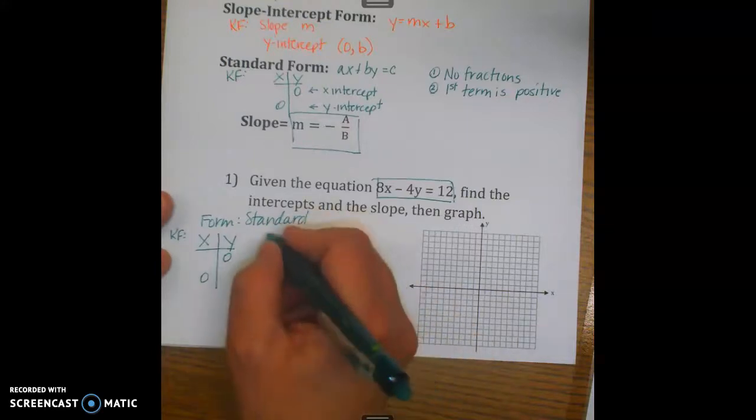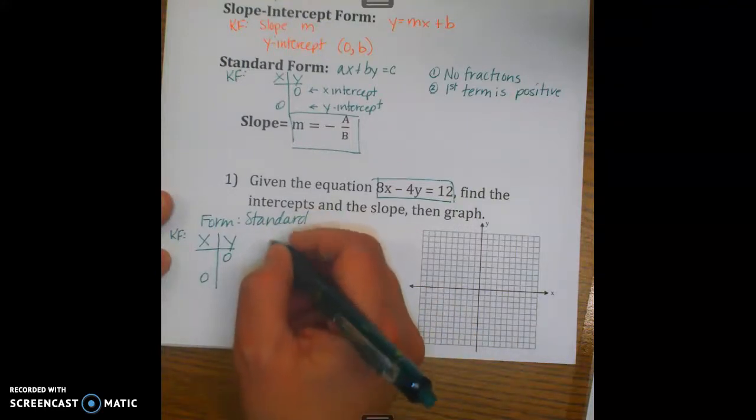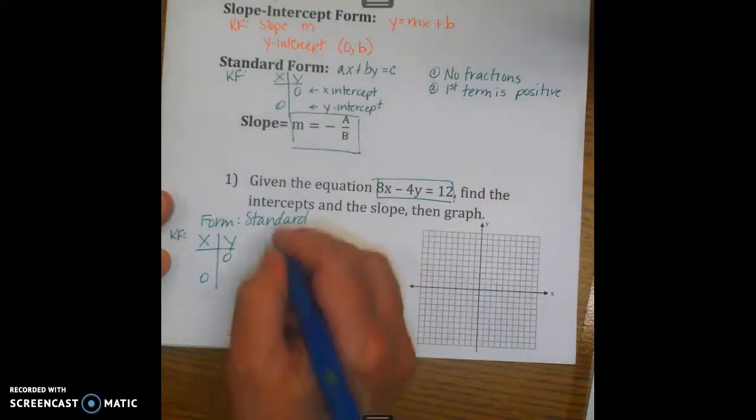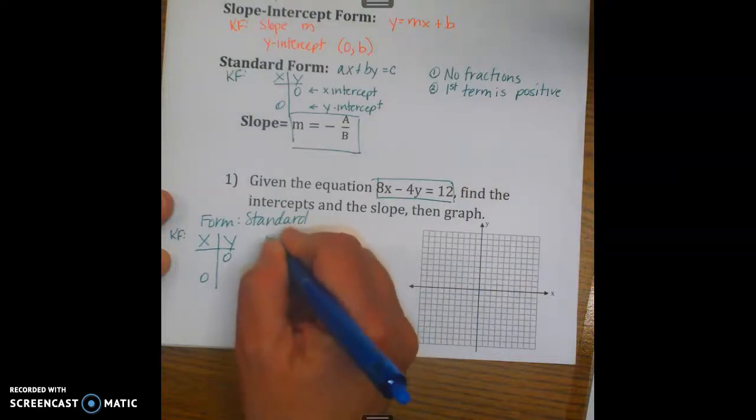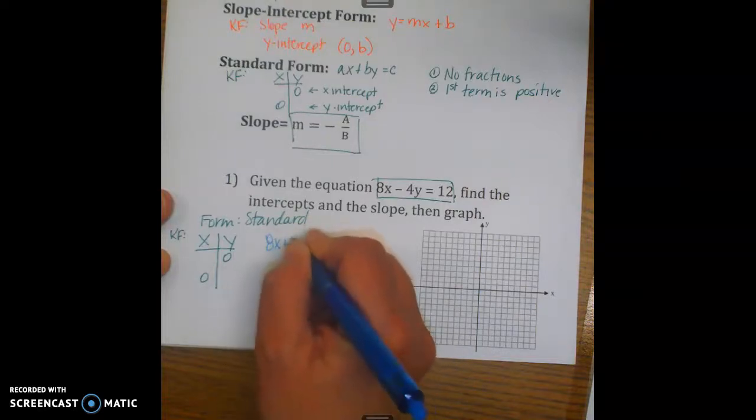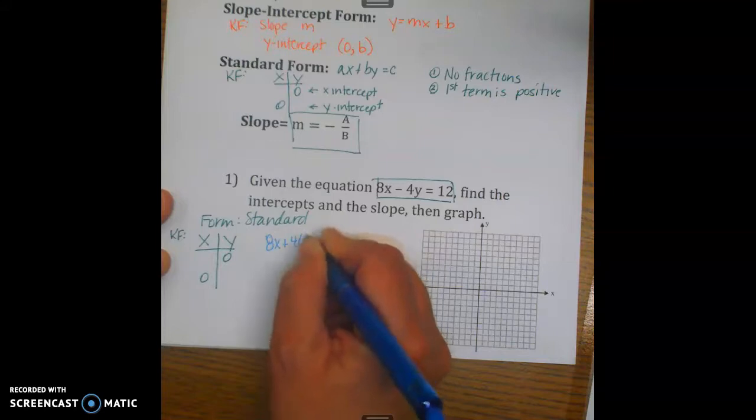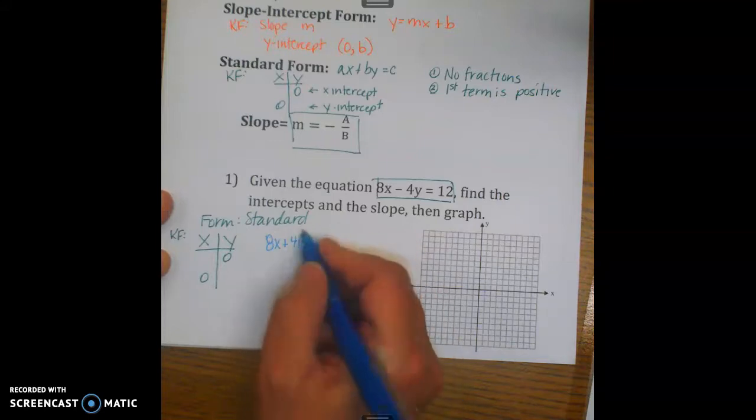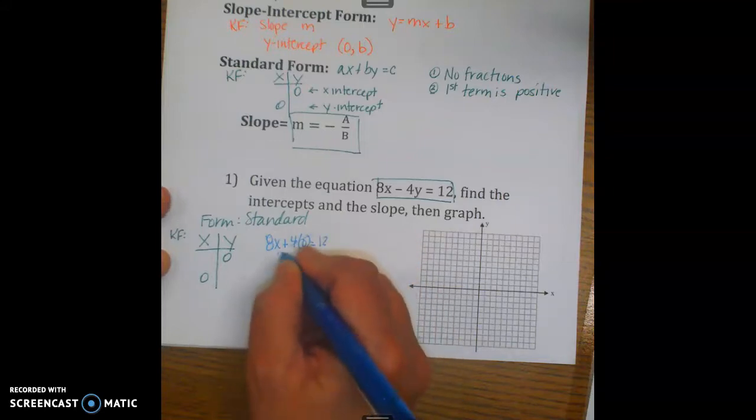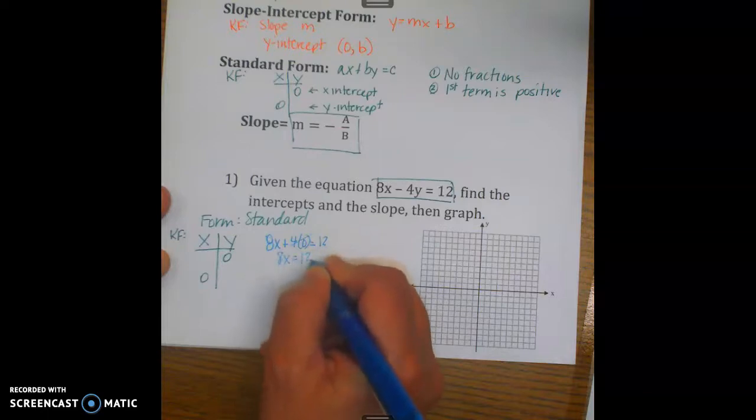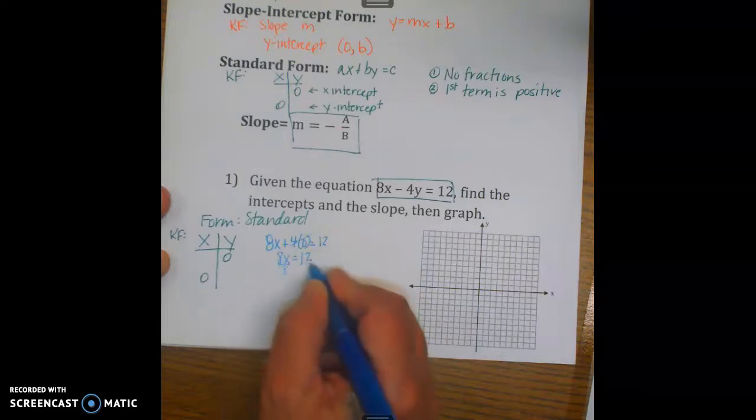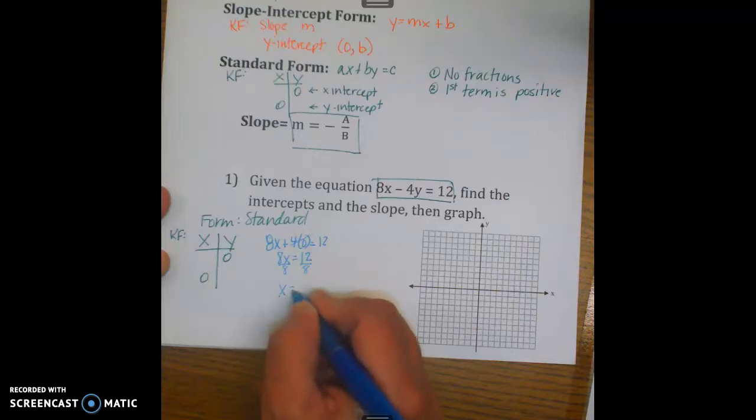When I plug in 0 for y, I get 8x plus 4 times 0 equals 12. The 4 times 0 is 0, so it's not there. So I have 8x equals 12. Divide by 8. And that's going to simplify. 4 goes into both 12 and 8, so that simplifies to 3/2.